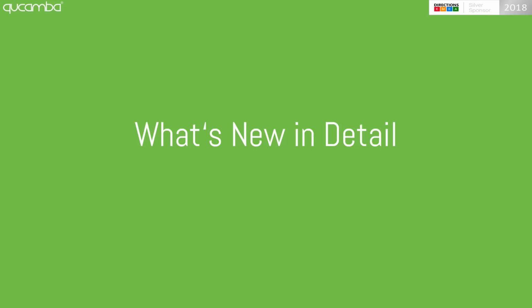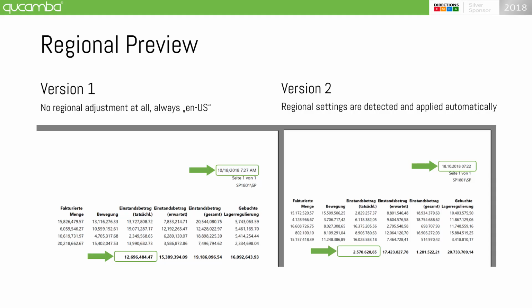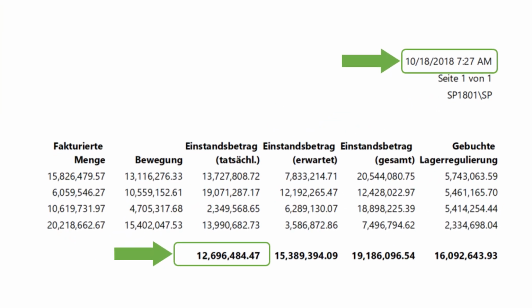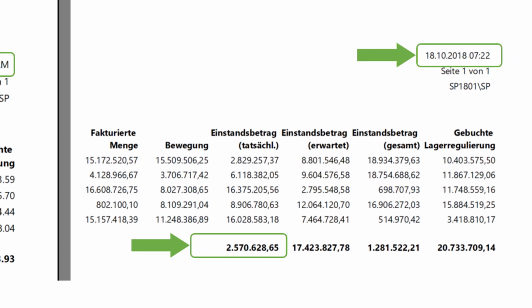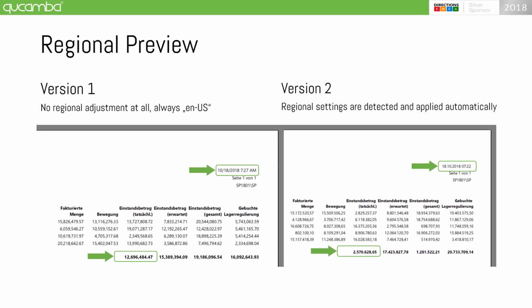Maybe you already noticed that the formatting of region-dependent data wasn't as you expected it to be. In version 1, date and decimal fields were always displayed in US format, regardless of your local regional settings. In version 2, as you can see on the right side, Qucamba Reports uses the regional settings from Windows to format numbers and dates according to your country. So this seems to be just a small improvement, but it's something developers often complained about.